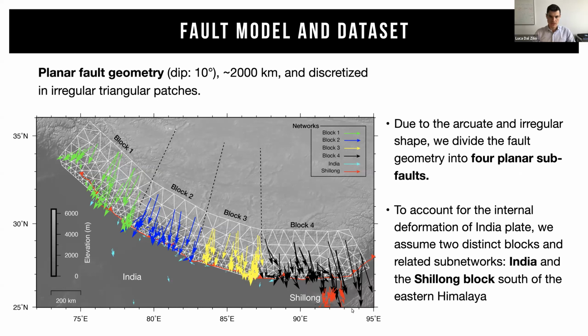And here you can see that in red, we have another region that we try to consider in this model, which is the Shillong block. This region, for those not familiar with the Himalayan region, is a place where they observe an internal deformation of the India plate. So we have to consider this part of the system as separate compared to the GPS stations within the main Himalayan thrust.